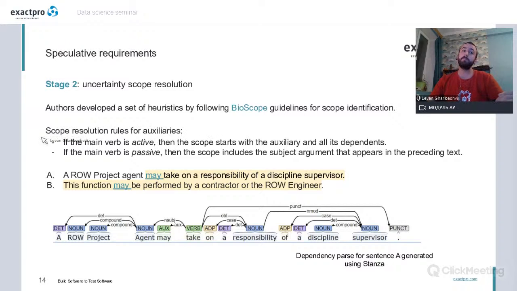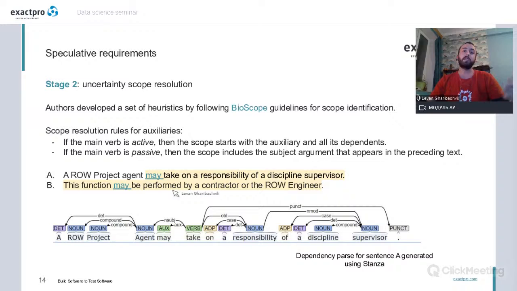I will not go into detail, but I will just show you an example of a rule. In this case, it's a rule for auxiliaries. Auxiliaries are words like may, might, and so on. If the main verb is active, then the scope starts with the auxiliary and all its dependents. Here is an example of a sentence with an active verb, and we only mark the second part as uncertain. If the main verb is passive, then the scope includes the subject argument that appears in the preceding text. So here, the word "function" is a subject argument, so it is also included.